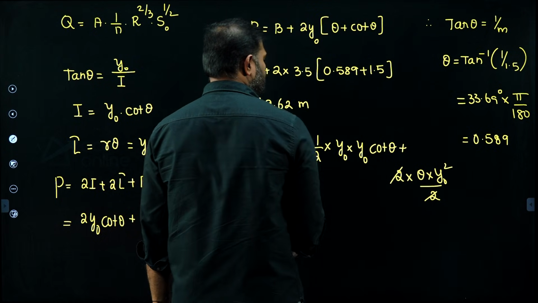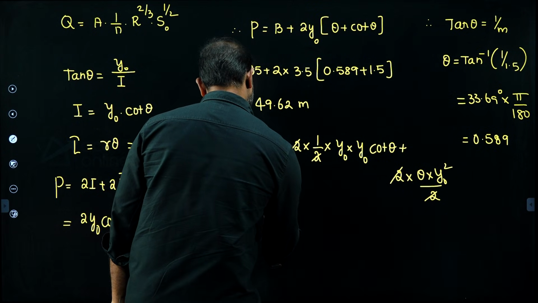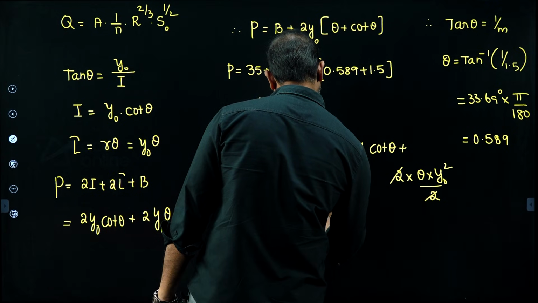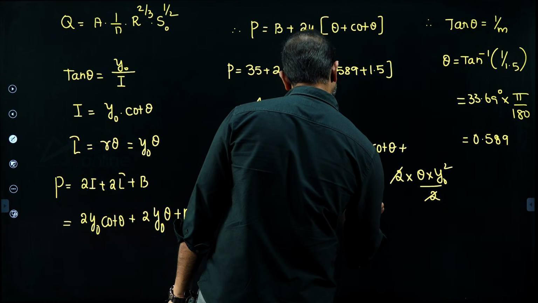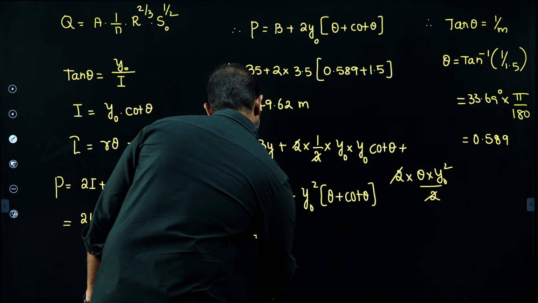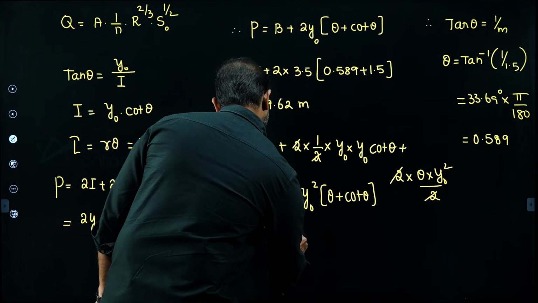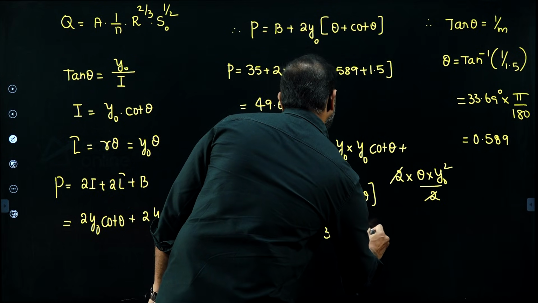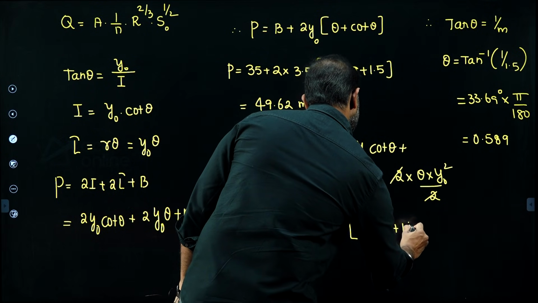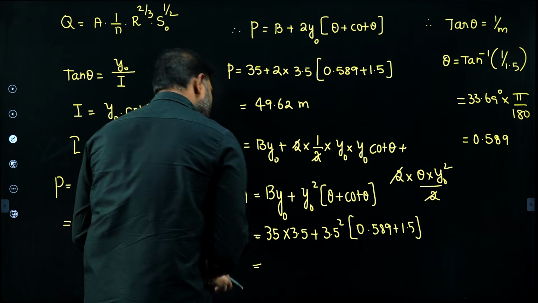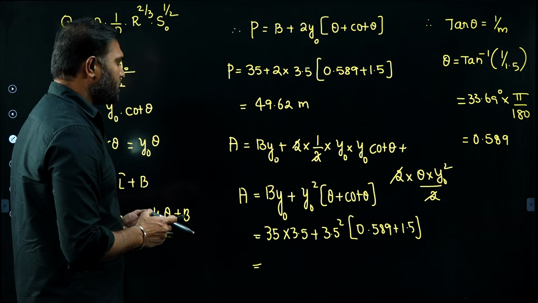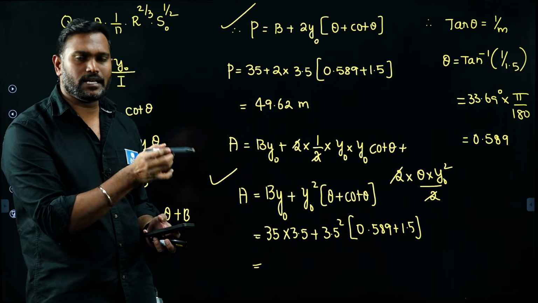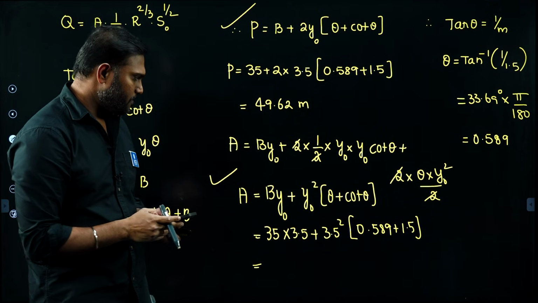So the 2 will cancel. Here also the 2 will cancel. Then I can write the area as b Y0 plus, can I take Y0 square common? Y0 square common, theta plus cot theta. Now substitute: b is 35, Y0 is 3.5, so 35 into 3.5 plus 3.5 square into theta 0.589 plus 1.5. So tell me this answer. Just see, if you understand the wetted perimeter and the area, how I am finding them out, then that's it. You get this, then you are going to apply the equations only.